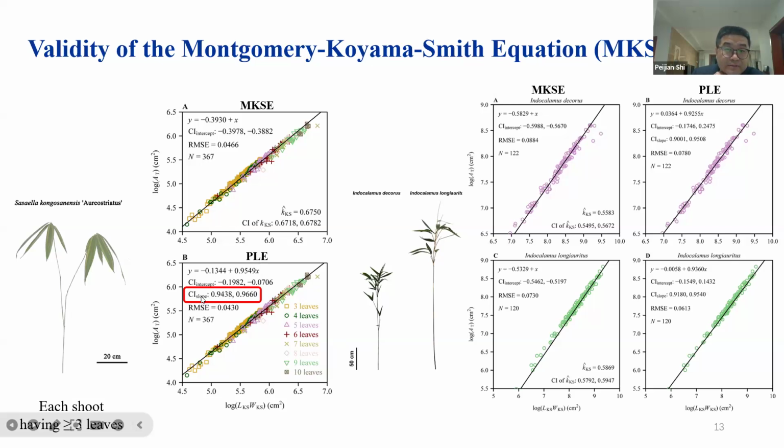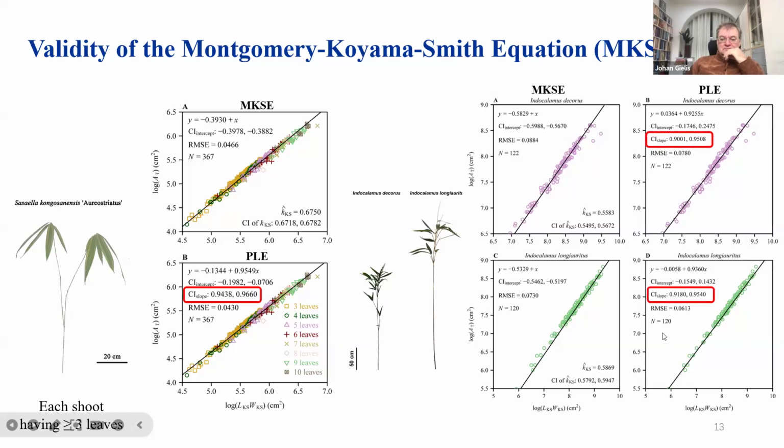Let us check the 95% confidence interval of the slope. Here, the upper bound of the CI was smaller than 1. It indicates that the PLE doesn't support the MKSE. The same case occurred for the other two bamboo species. We can see, like this, the upper bounds of the CIs were also smaller than unity.